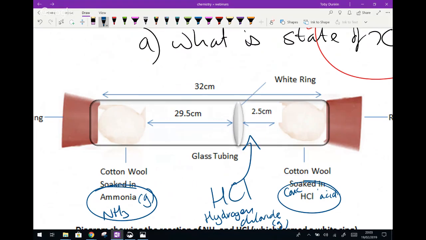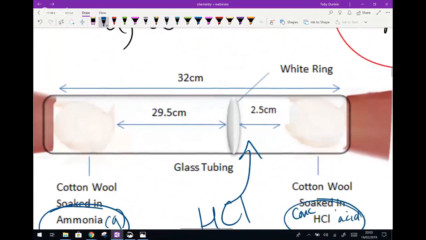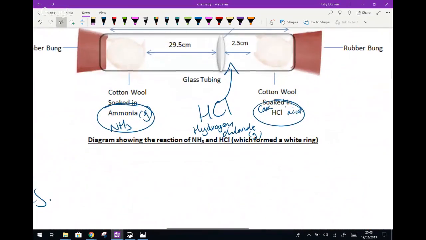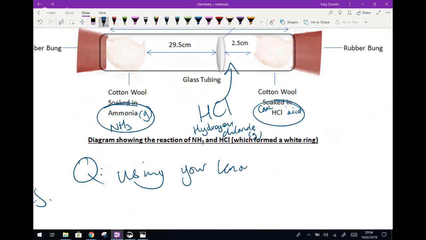Okay, next. So we now get to look at the distances traveled. And this is actually one of the really poorly answered questions. They will say, using your knowledge of the molecules, explain the white smoke's position.